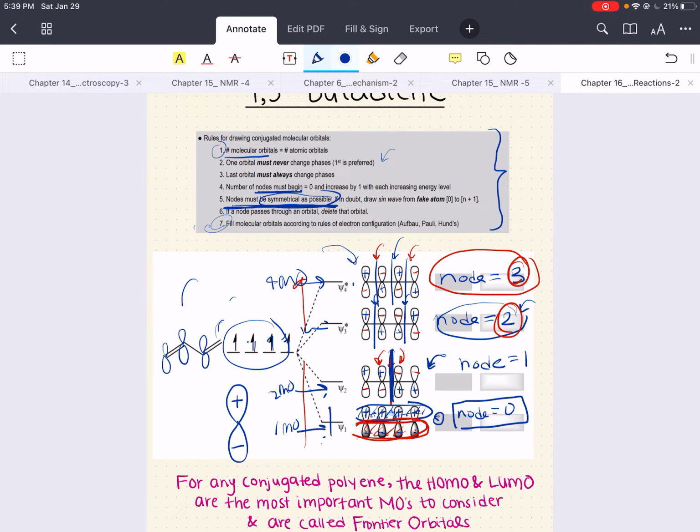So what that means is 2 electrons to an orbital, and you have to fill those both in before you go to a higher energy, and then there's 2 here, and that's all 4 of our electrons. Our 4 electrons of a conjugated diene, right here, 1,3-butadiene, occupy the 2 lowest energy molecular orbitals. And that's really important to know.